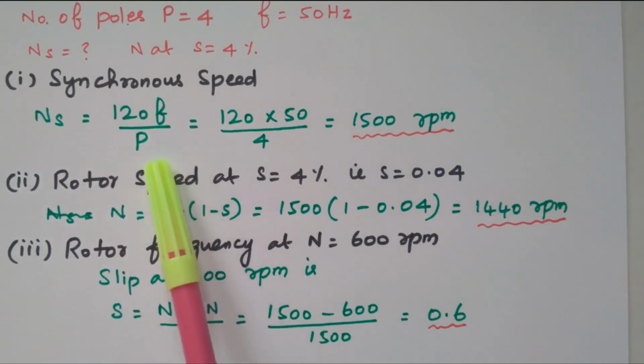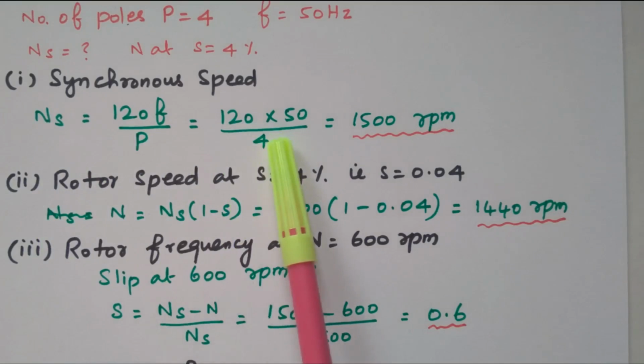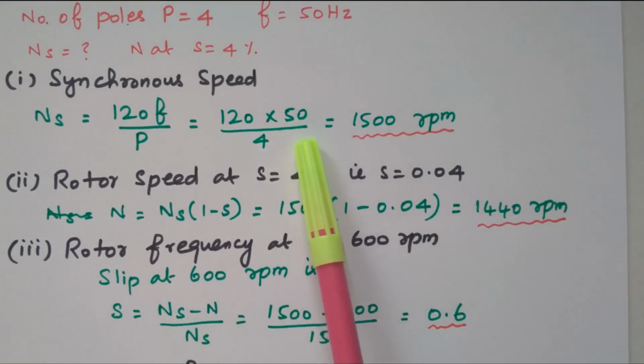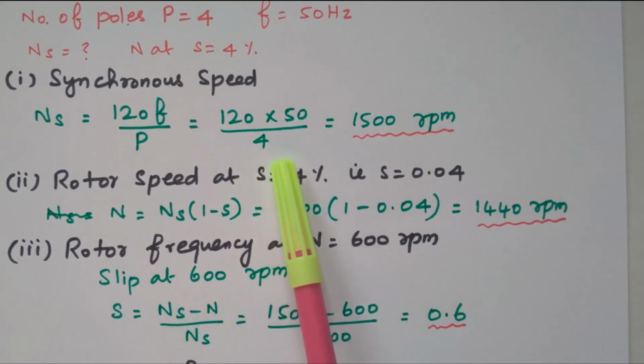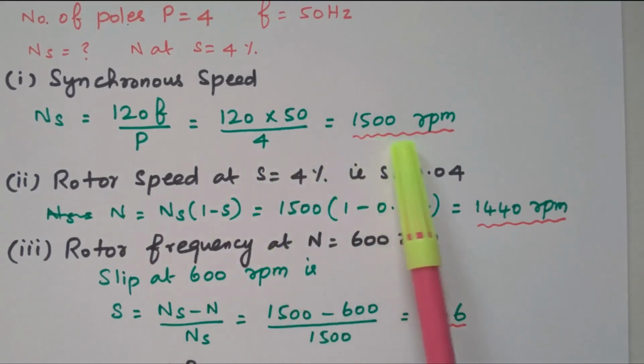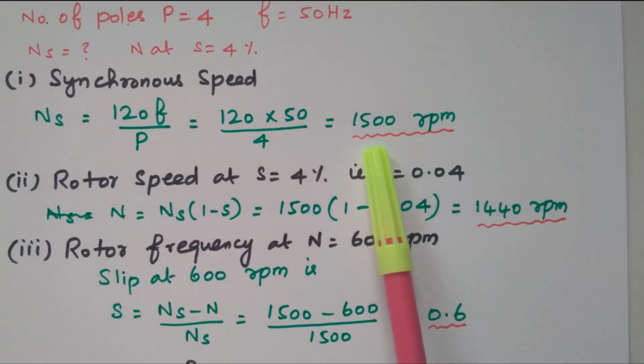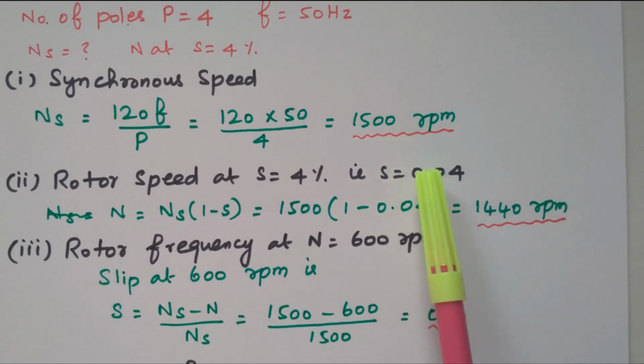So 120 f by p, that is equal to 120 into the frequency, which is 50 Hz, divided by the number of poles, equal to 4, right. By simplifying this, we got 1500 rpm. So the synchronous speed of the 3-phase induction motor for the given data is 1500 rpm.